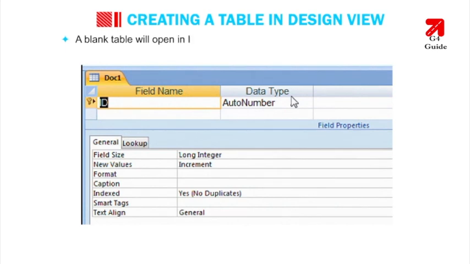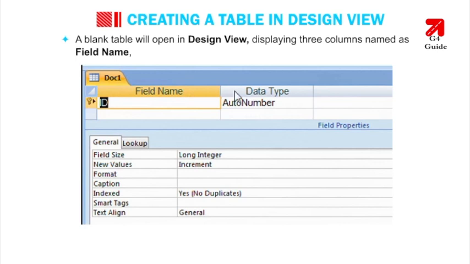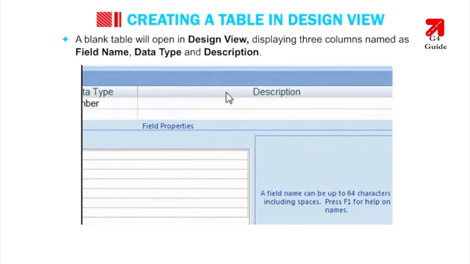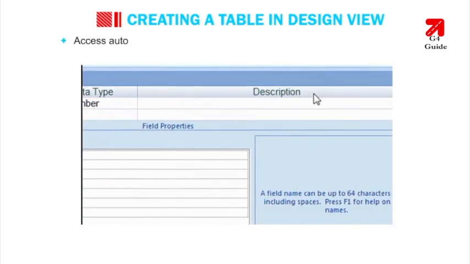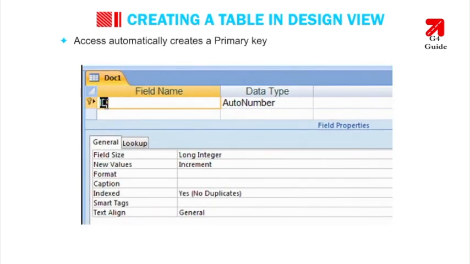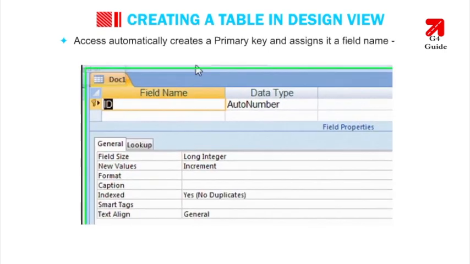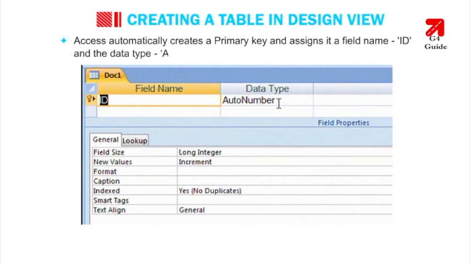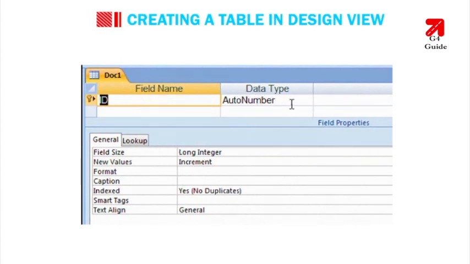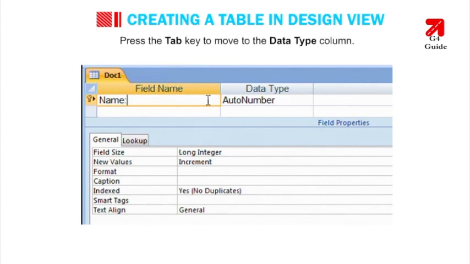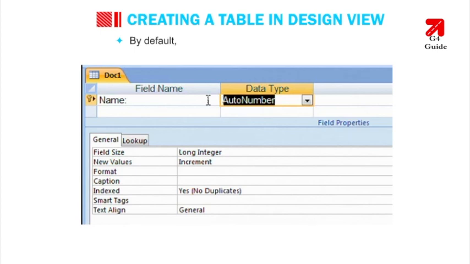A blank table will open in Design View, displaying 3 columns named Field Name, Data Type, and Description. Access automatically creates a primary key and assigns it the field name ID and the data type auto number. Enter the first field name in the Field Name column. Press the Tab key to move to the Data Type column. By default, text appears in the Data Type column.